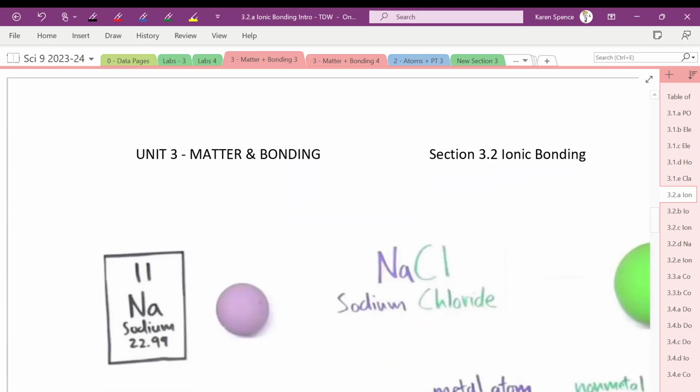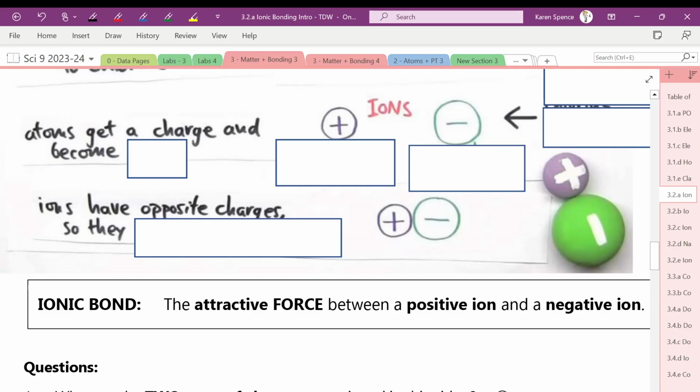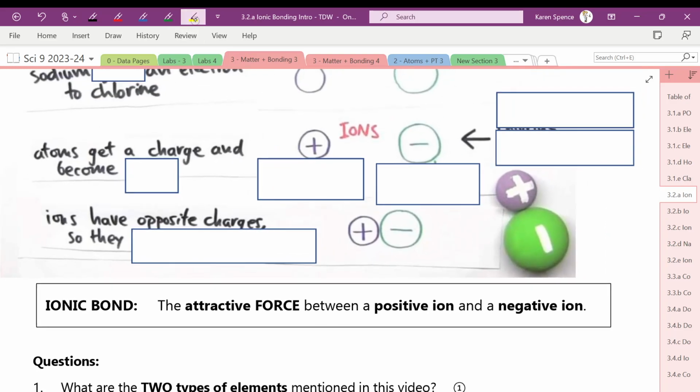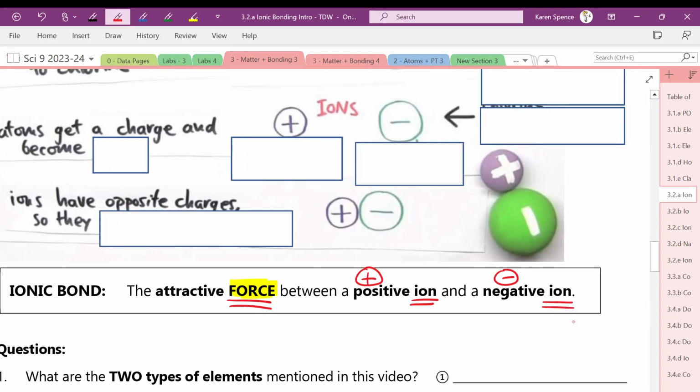Okay, so on page 21, we have this ionic bond. And it is the attractive force. All bonds are due to forces. It is the attractive force between the positive ion and the negative ion. That's literally what an ionic bond is. It's because those two are attracted to each other. It's like when you have a north pole of a magnet and a south pole of a magnet, they just stick together.